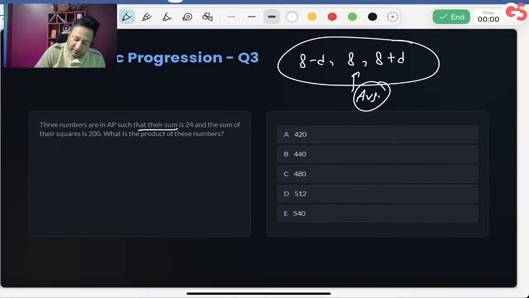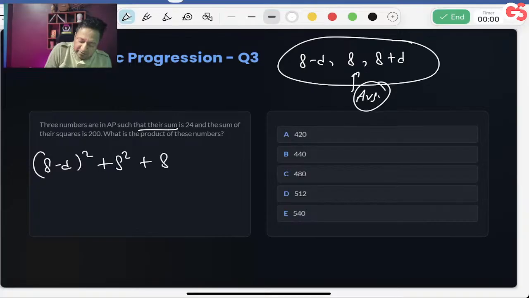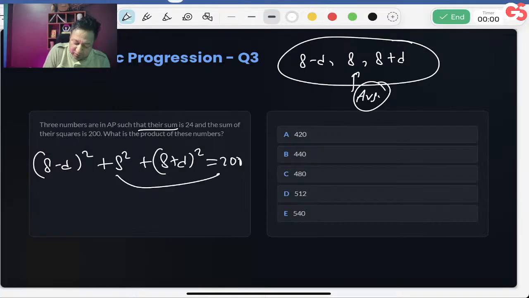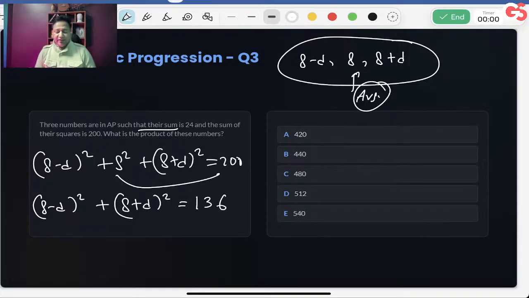So now the sum of their squares is 200, right? So (8 minus d) whole square plus 8 square plus (8 plus d) whole square must be equal to 200, isn't it? Rest, I think you know what to do. 8 square, send it over here, 64. So I'll get (8 minus d) whole square plus (8 plus d) whole square is 200 minus 64. How much is that? 136, right? 136 is what we get.